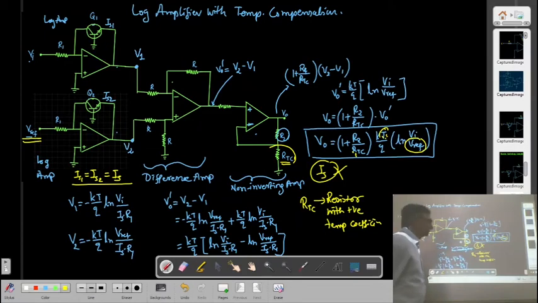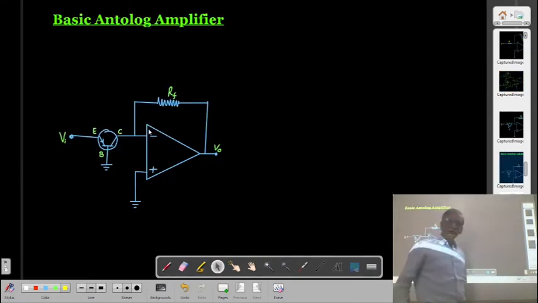Okay. Now let us see one more application, that is the anti-log amplifier. This is a basic anti-log amplifier, so that you will get the idea of how we can have an anti-log of the input voltage. If you see the circuit of a log amplifier and anti-log amplifier, we have just changed the position of the resistance and the transistor. Now here in the feedback part, the resistance is connected, and at the input the transistor is connected. Then it will work as an anti-log amplifier.